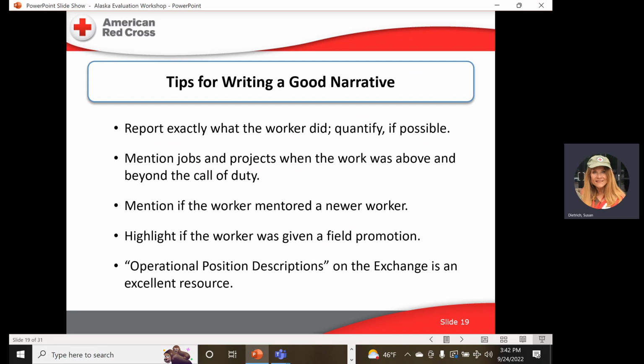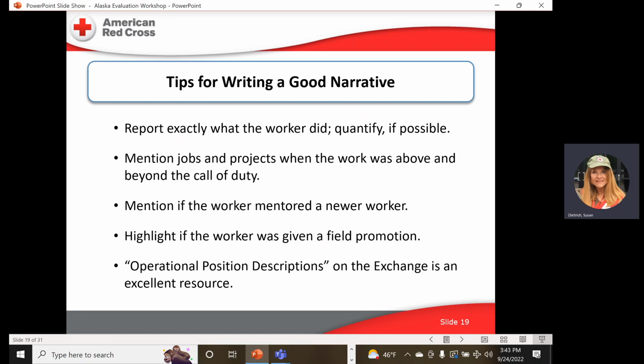If the worker was given a field promotion, let's say your manager, and there was an SA who was really quite good, and you needed a supervisor, so this person was given a field promotion to supervisor, but they don't hold the gap as an SV. You want to go ahead and highlight that in your narrative.